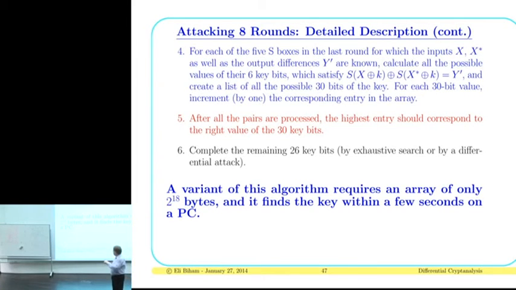As you had seen, the best characteristic of 8 rounds has probability 2 to the minus 24, which would mean that to find the first right pair, you would need 16 million pairs. So the 5 round attack that I just showed needs less. Clearly you want to use a characteristic which is the shortest possible, because it has the highest probability.